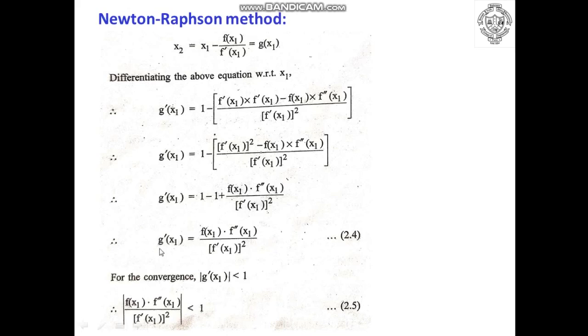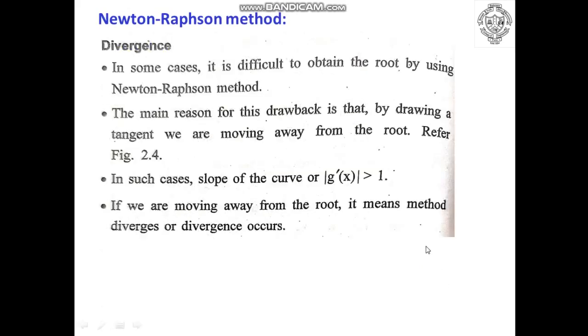So we get the equation as g dash of x1 is equal to f of x1 into f double dash of x1 divided by f dash of x1 square. If you observe this equation, it is nothing but the condition which I have explained in the previous slide. If the absolute value of g dash of x1 is less than 1, then you can assume that your initial guess x1 is correct, and then you can follow the procedure which I have told for the Newton-Raphson method. So you have to remember this particular formula while selecting the initial guess.